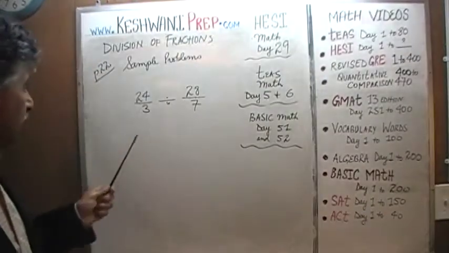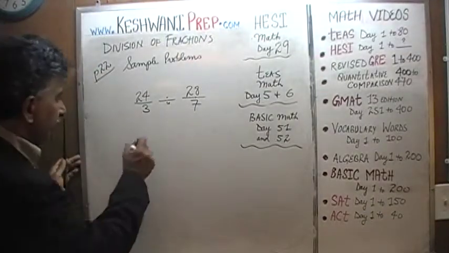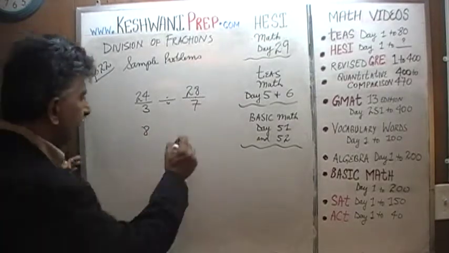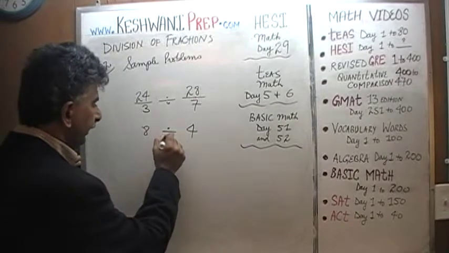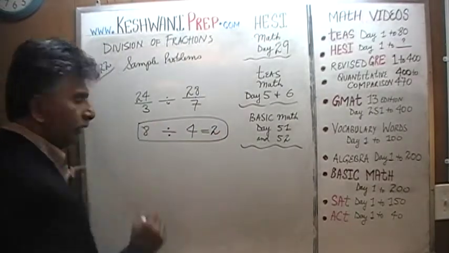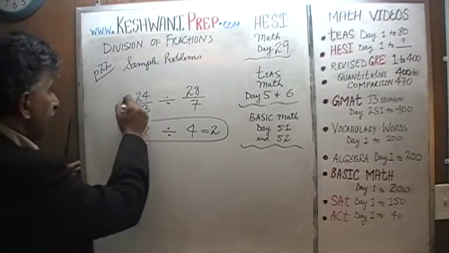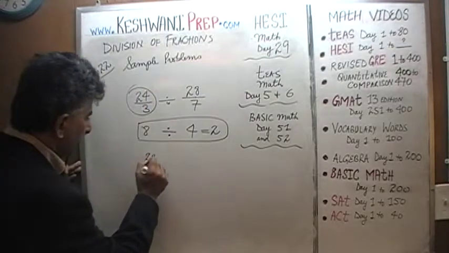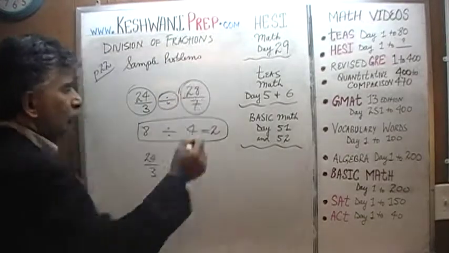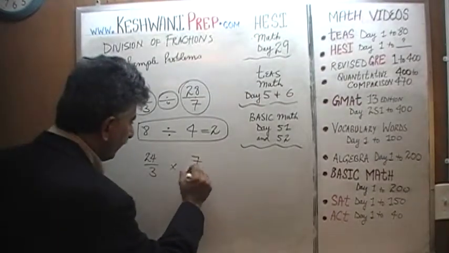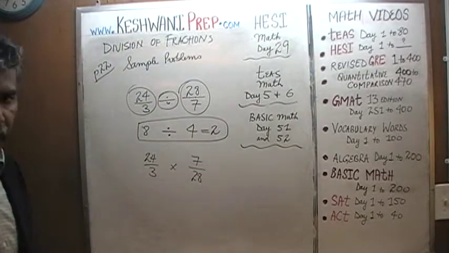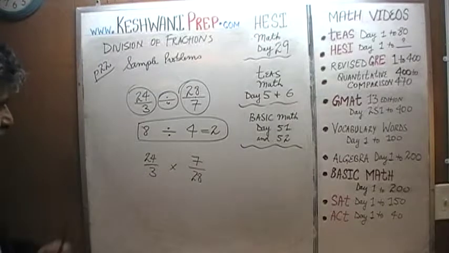For example, in this problem, we know 24 divided by 3 is 8. We also know that 28 divided by 7 is 4. And if you divide 8 by 4, the answer should be 2. So we already know what the answer should be. Let's see what we get here. 24 over 3, and then division is going to become multiplication, and 28 over 7 should become 7 over 28. That's the theory. Let's see if it gives us the same answer we're looking for. We know the answer is 2. Let's see what we can do here.